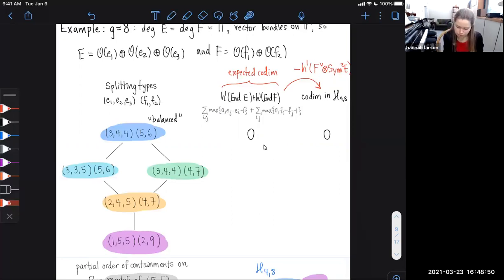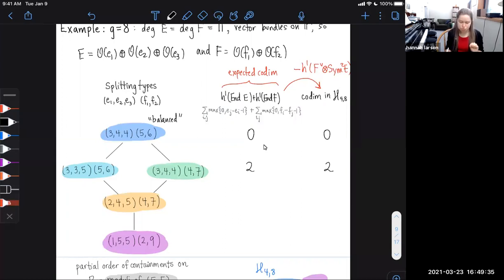In the second row, on the left, the bundle E has become unbalanced with splitting type 3, 3, 5, but F is still balanced. And on the right, E is still balanced, but the splitting type of F, 4, 7, is unbalanced. And in both these cases, when I add up the H^1 of End E plus the H^1 of End F, I get 2. And these are not yet so unbalanced that there is a correction term. So the codimension in the Hurwitz space is also still 2.